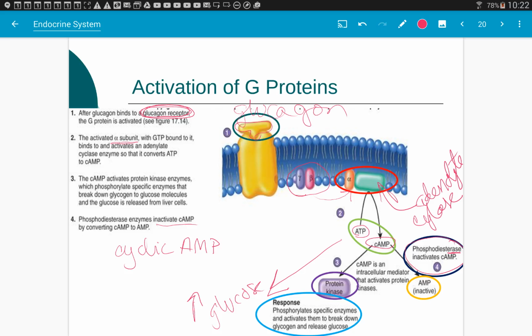So in a nutshell, what's happening? Glucagon is released when your blood sugar is low. It activates the G protein and ultimately leads to glucose being released into the bloodstream to increase blood sugar levels. Remembering that glycogen is stored in the liver, you need enzymes to break down that glycogen into sugar, glucose.